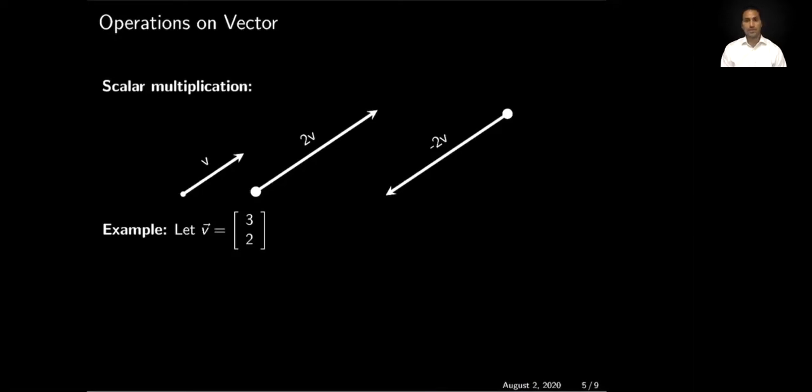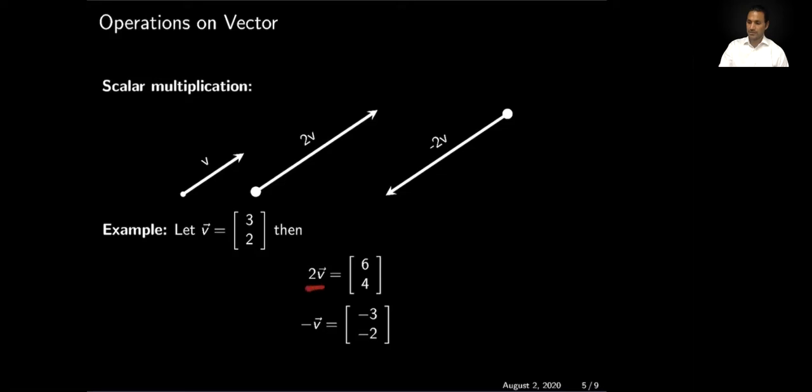For example, if the vector v is written in a Cartesian system, where the head of the vector is at 3, 2, and you want to multiply it by a scalar, all you need to do is multiply each component of the vector by that scalar. For example, if we multiply by 2, you multiply the 2 by 3, and then you multiply the 2 by 2. So that's why you get the vector 2v = (6, 4). And if you're multiplying by negative 1, all you need to do is multiply the negative 1 by these two components of the vector.